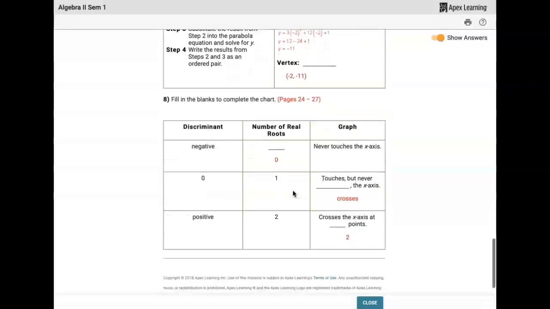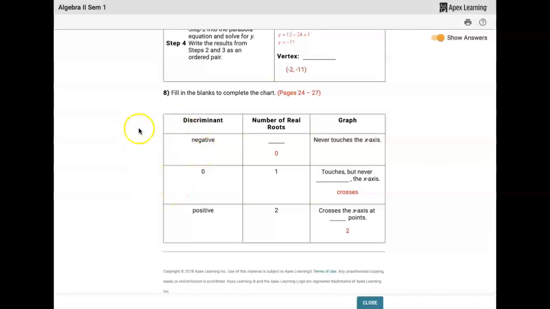And then finally, the last thing here is again dealing with discriminants. If I have a negative discriminant, the b squared minus 4ac under the square root, if that is negative, there are 0 real roots. What that looks like on the graph is it never touches the x-axis. If the discriminant is equal to 0, I have 1 real root. It touches the x-axis but never crosses it. If I have a positive discriminant, I have 2 real roots, and it crosses the x-axis at 2 points, which is why I have 2 real solutions.